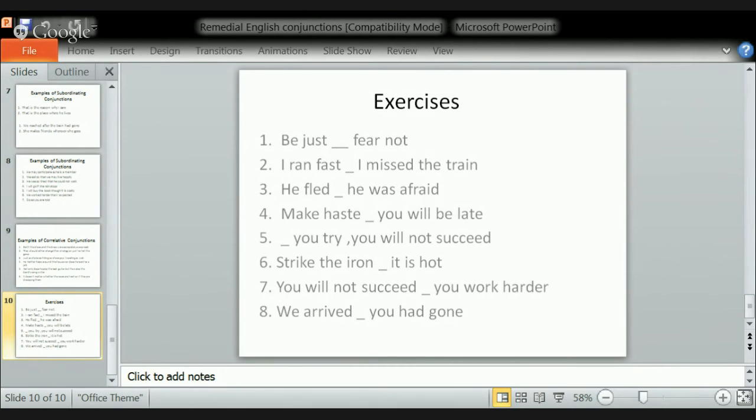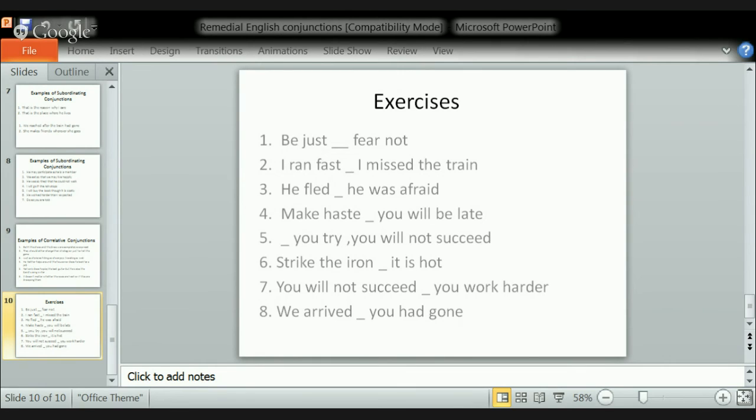So first question is, be just dash fear not. How do you really identify what kind of connecting word has to come in this particular sentence, right? Be just dash fear not. You said but, if, no. Look at it: be just, be yourself, right? Be just and fear not. Two things, be just and fear not. We are trying to connect with the conjunction and. It is about equal importance. Be just and fear not.